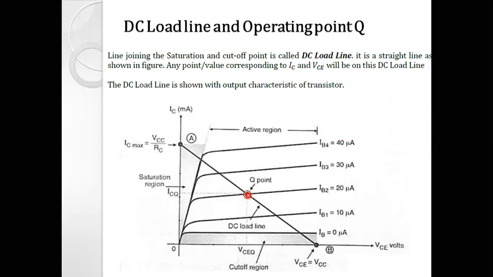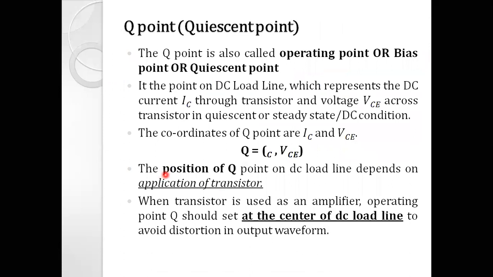One is the X coordinate and the second is the Y coordinate. The X coordinate corresponds to VCE and the Y coordinate corresponds to IC, right? So the Q point is nothing but the location of a point on this DC load line with reference to these VCE and IC parameters. The position of the Q point on the DC load line depends on the application of the transistor.